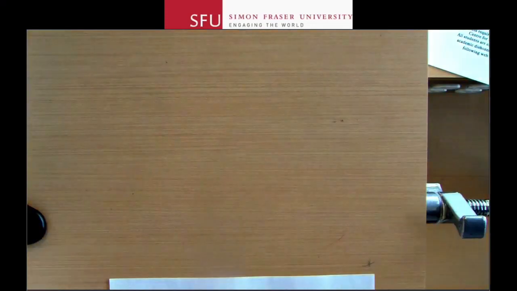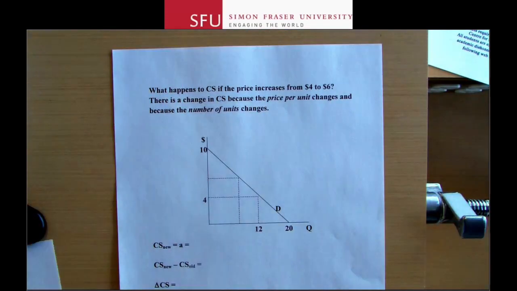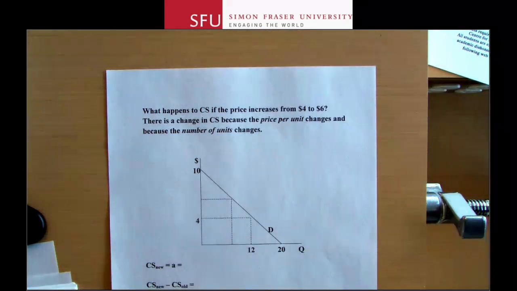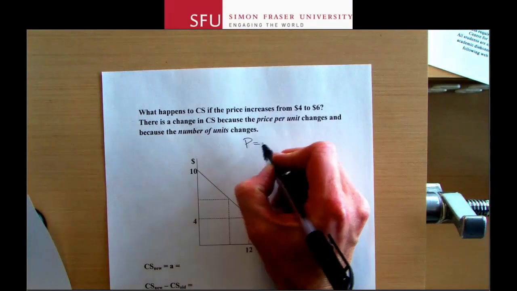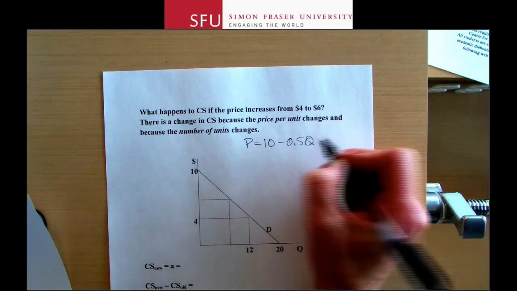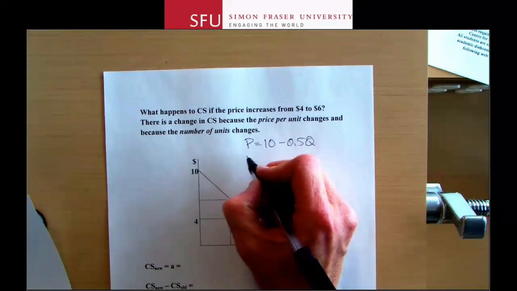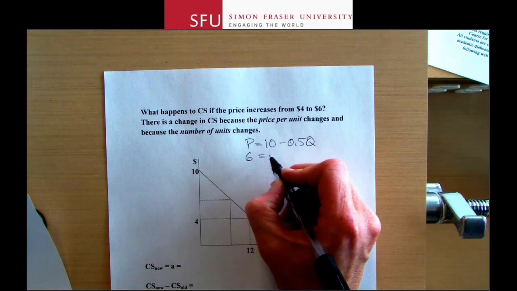So on the next page, we're using the same demand function, but now the price is going to go up to $6. Okay, so same function though. So the function from the previous page, P equals 10 minus 0.5Q. Okay, now the price is 6. So first thing is to figure out what quantity will the buyer get.